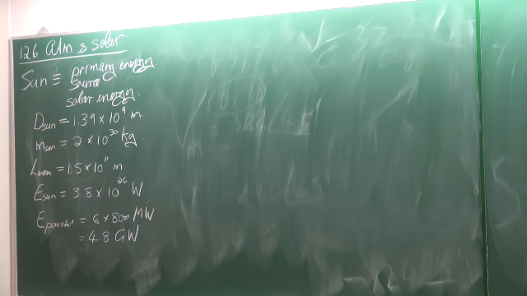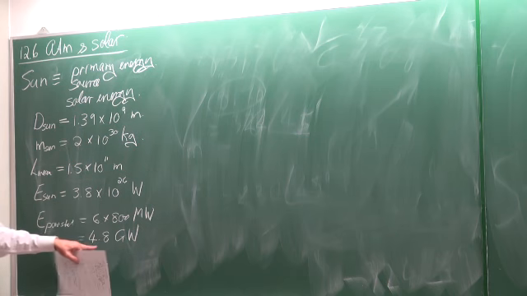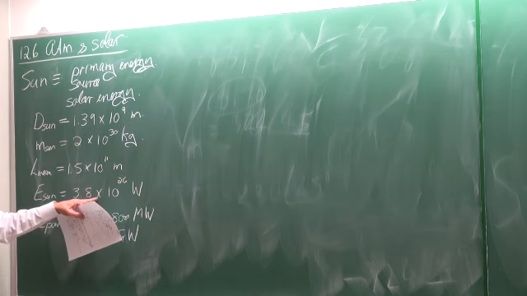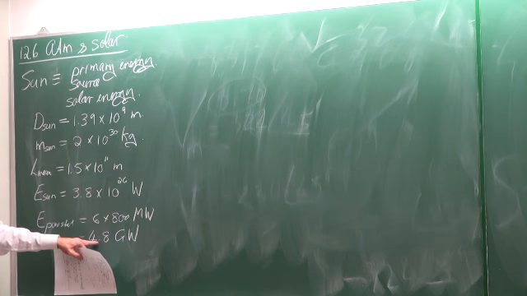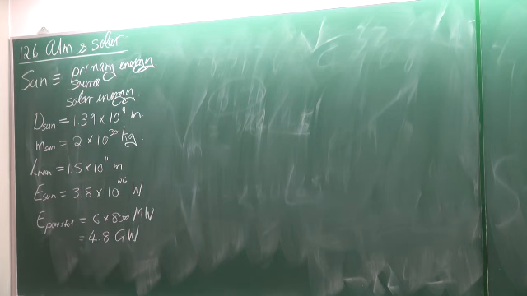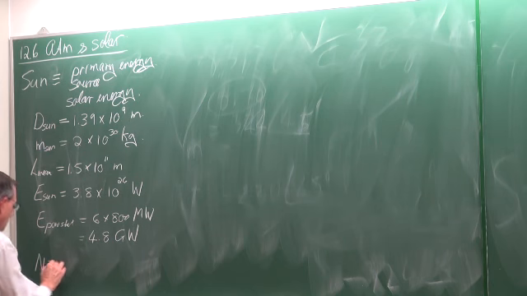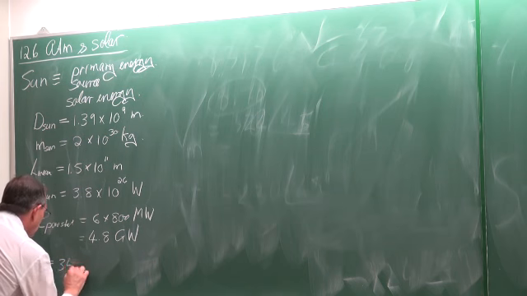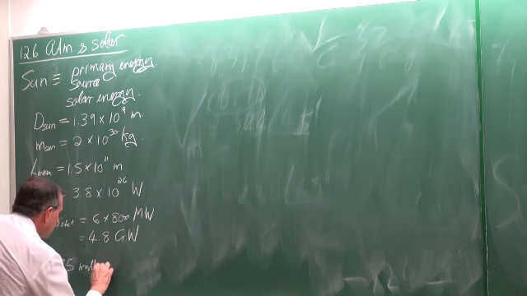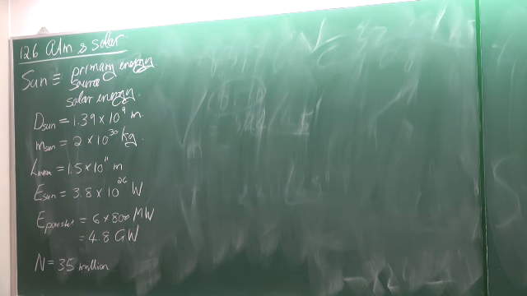Right, so how many power stations does the sun represent? It's very easy. That divided by that. That is the energy that is being emitted, and that is the energy that is produced in a power station. If you do the calculation, the number of power stations that would produce the same energy as the sun would be 35 million. So 35 million power stations is the equivalent of the energy being emitted by the sun.